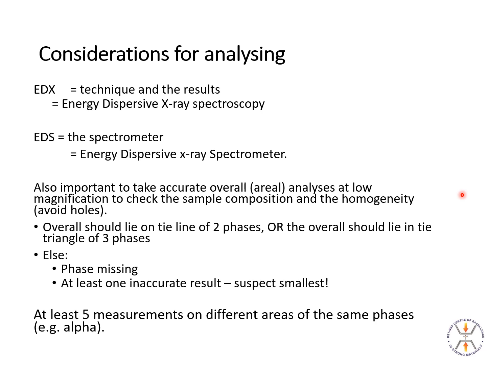Okay, if you've got 2 phases, then if you plot them out on ternary paper, obviously this is for samples with 3 components, and you plot them out. If you've got 2 phases, the overall should lie on the line joining the 2 phases, or if you've got 3 phases, the overall should lie inside the triangle. Otherwise, if that doesn't happen in a ternary, you've got a phase missing, or you've got an inaccurate result, at least one of them, and you suspect the smallest thing that you're analysing.